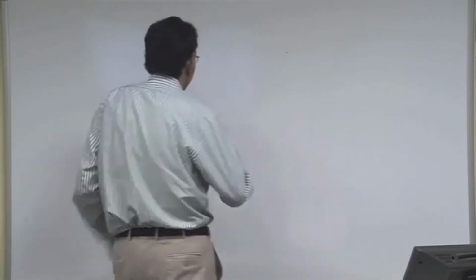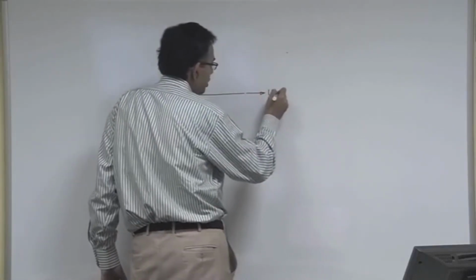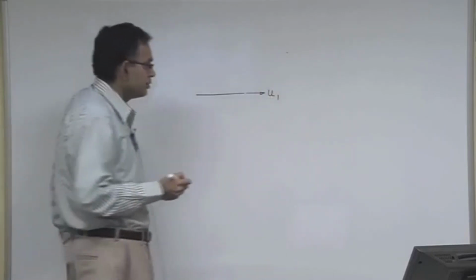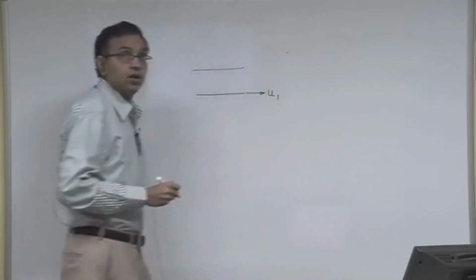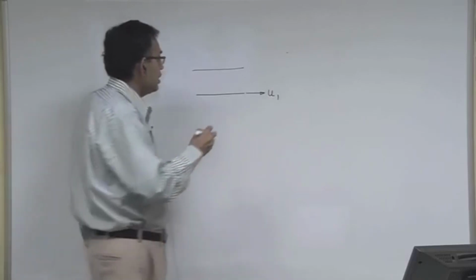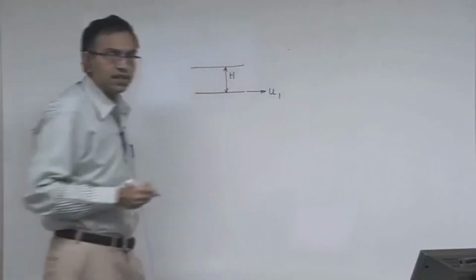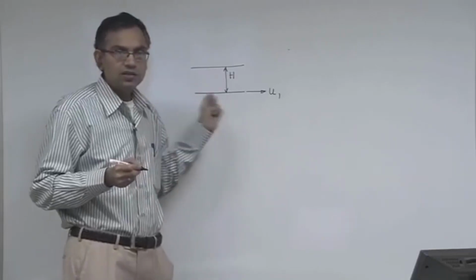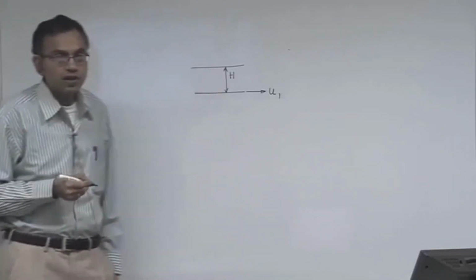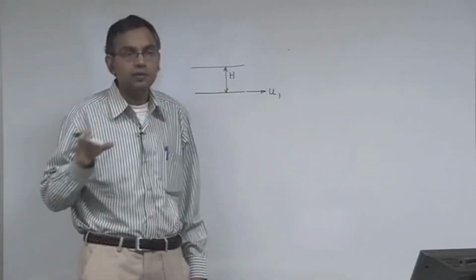That means you have a plate like this, which is moving towards the right, say with a velocity u1, and you have another plate which is stationary, and the gap between the two plates is h. When h tends to infinity, the problem is like the classical Stokes first problem. So, this can be imagined as a Stokes first problem with confinement.